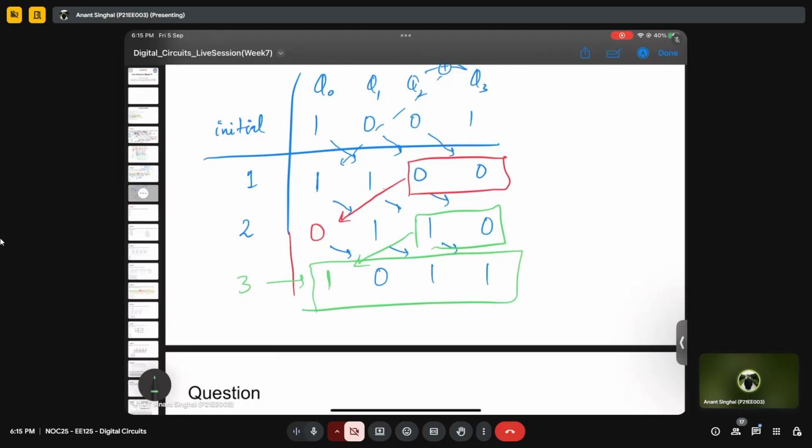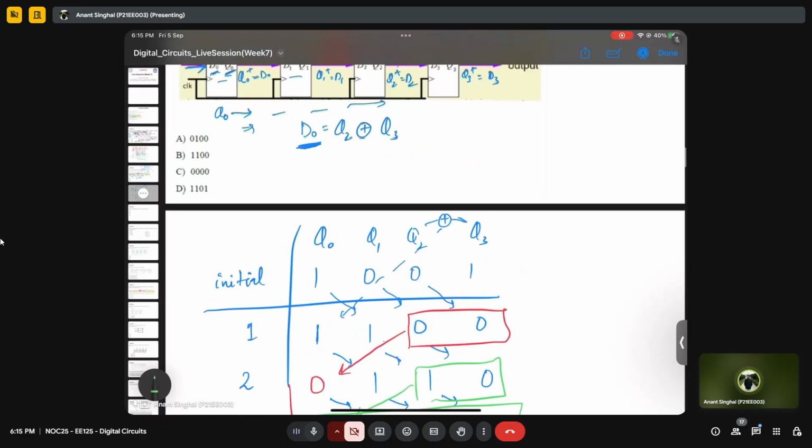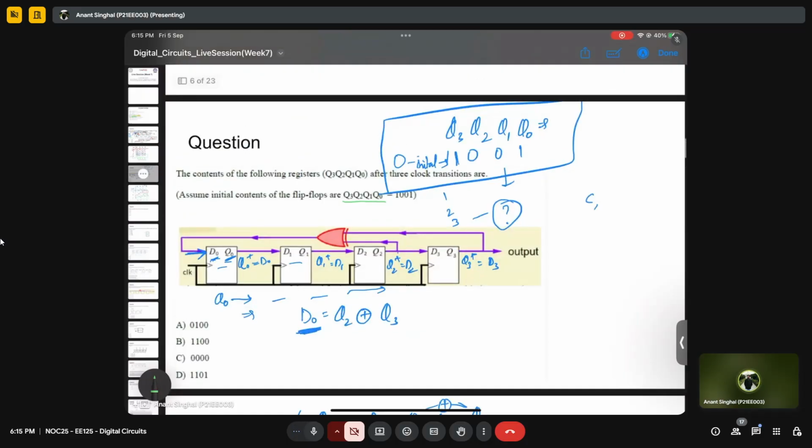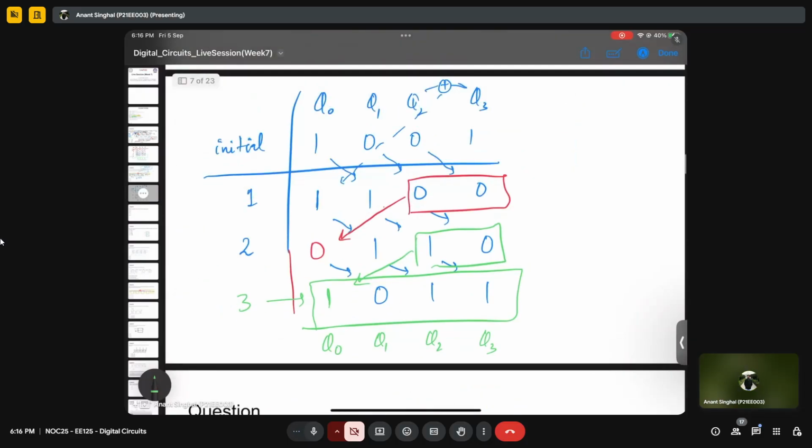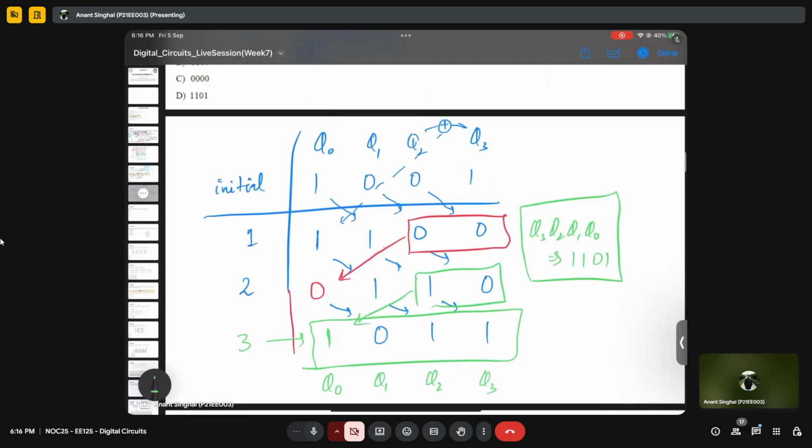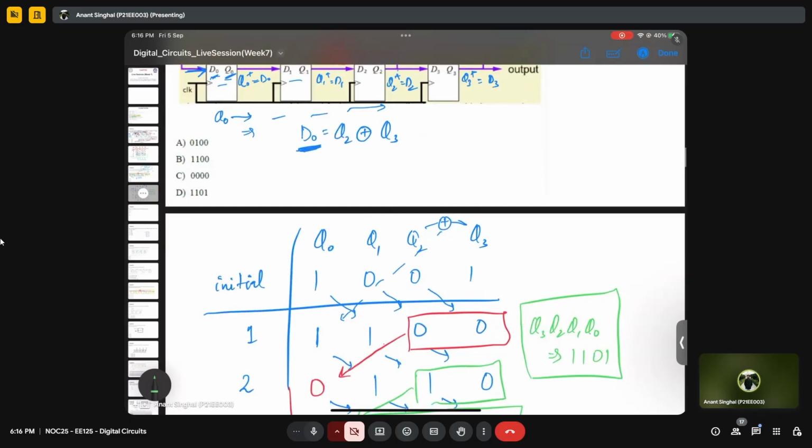So the output is, my bad, this is Q0, Q1, Q2, Q3. Now the question is asking for Q3, Q2, Q1, Q0. So the final answer would be the opposite of this, which is 1101. Is there any option like that? Yeah, option D is the correct answer.